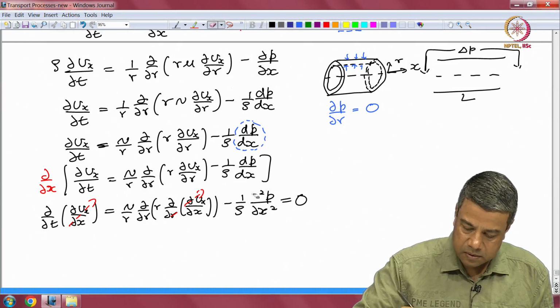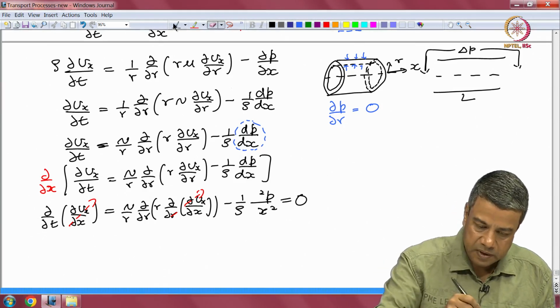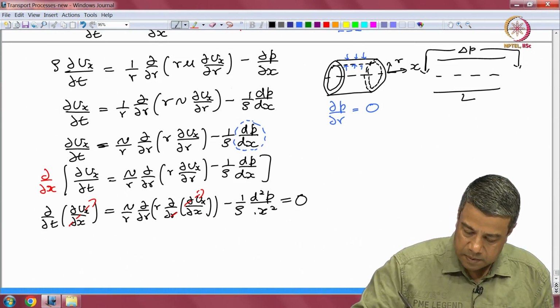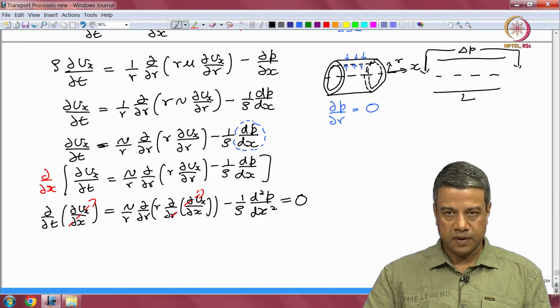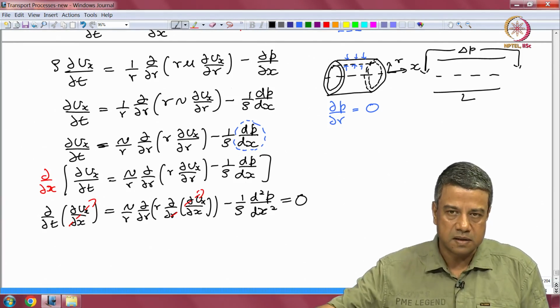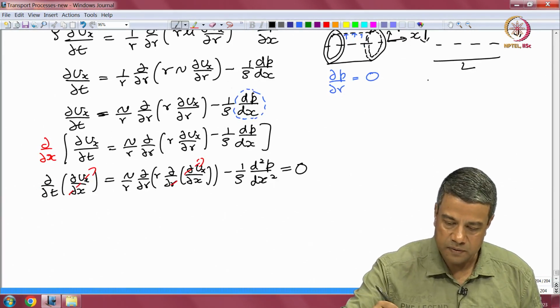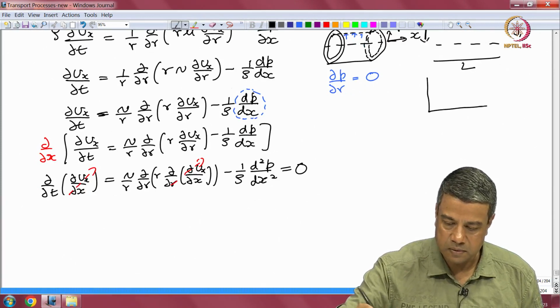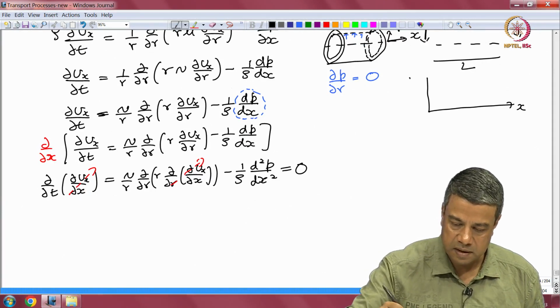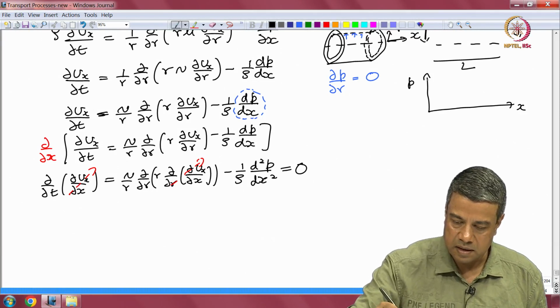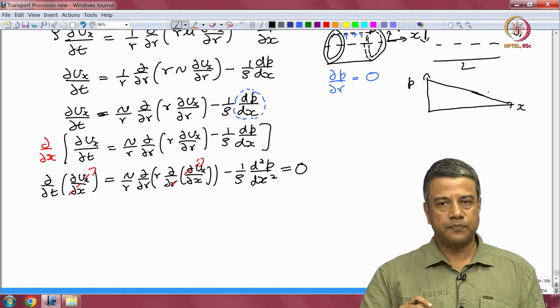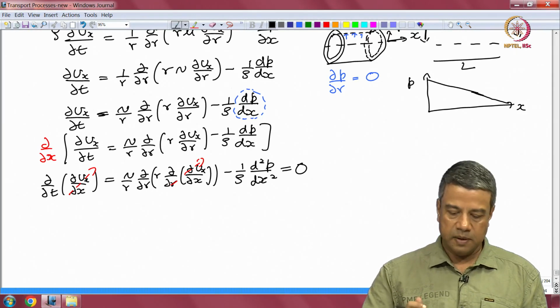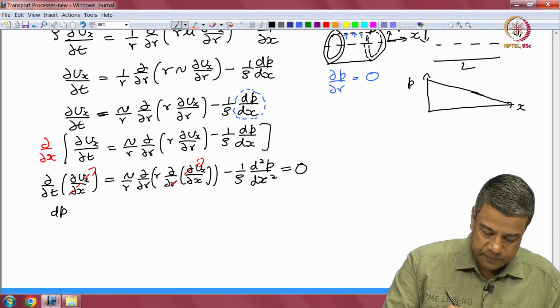And so, this becomes the total derivative, d square p by dx square, that has to be equal to 0, which means that dp by dx has to be a constant. That means that the slope of the pressure with respect to the x coordinate is constant. If I plot pressure as a function of the x coordinate, that has to be a linear function. It has to linearly decrease from one side to the other. Therefore, dp by dx is equal to a constant.